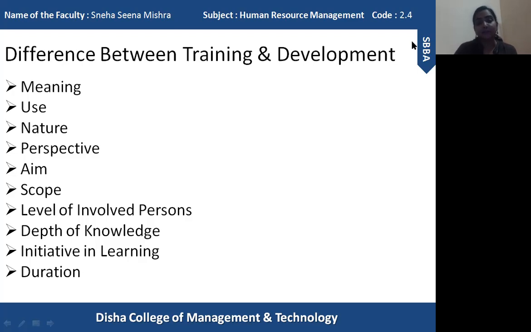The next one is aim. So training simply aims at providing efficient employees to the organization who are efficient in doing one job or a specific job.